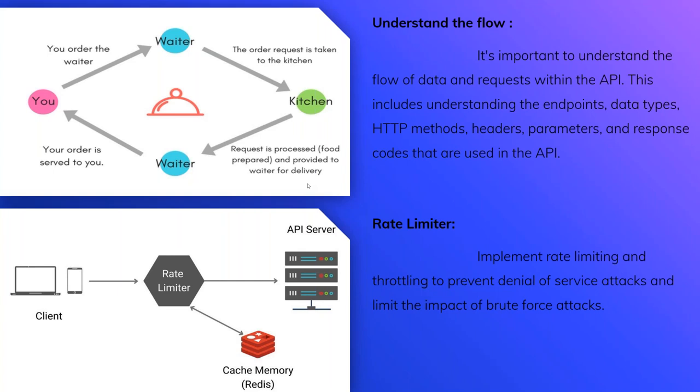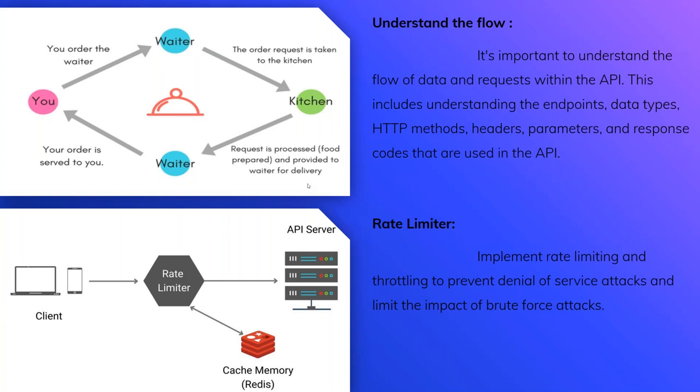A rate limiter sets limits on the number of requests that can be made within a specific time frame, preventing excessive traffic that could overload the API server. A DoS attack occurs when the attacker sends an overwhelming number of requests to the API, causing it to become unavailable to legitimate users.